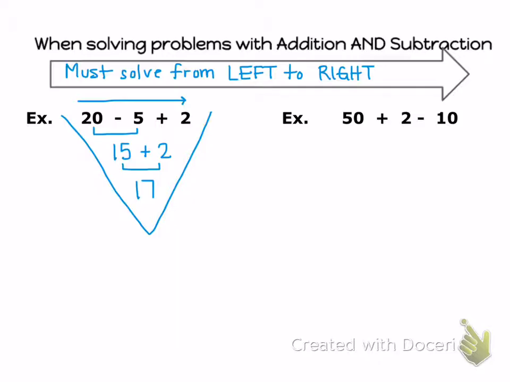So if we take a second and we think about it, let's say, for example, you started the other way. Let's say you started with 5 plus 2, and you don't need to write this down. 5 plus 2 would have given you 7. If you rewrite the rest of the problem, 20 minus 7, you would get 13. And you see that does not match the answer you got before. So you have to make sure if it's a mixture of addition and subtraction, you go from left to right.